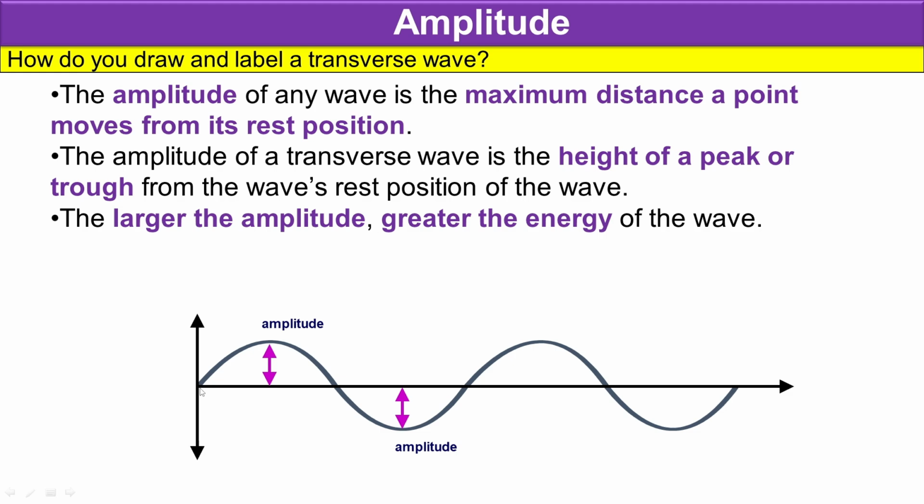The resting position is this x-axis that is labeled here. It is the position at which, if the wave had no energy, it would be resting. Hence it's known as the resting position, or equilibrium. The amplitude is the height of the wave from the equilibrium to the peak, or from the equilibrium to the trough. The more energy the wave has, the greater the amplitude is going to be.